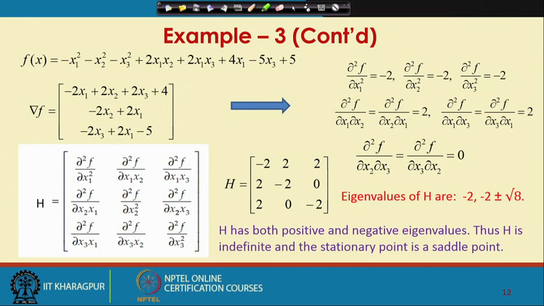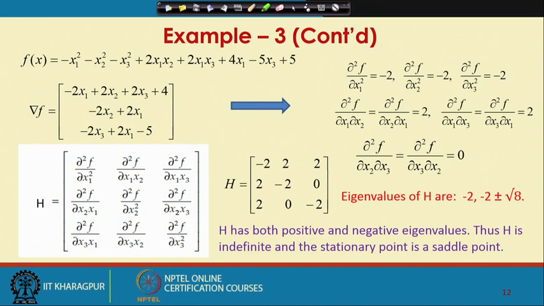And you see that eigenvalues of the Hessian are minus 2 plus minus square root of 8. Square root of 8 is greater than 2. So, basically you have 2 negative eigenvalues, 1 positive eigenvalue. So, the Hessian matrix has both positive and negative eigenvalues. Thus, the Hessian matrix is neither positive semi-definite nor negative semi-definite, it is indefinite.